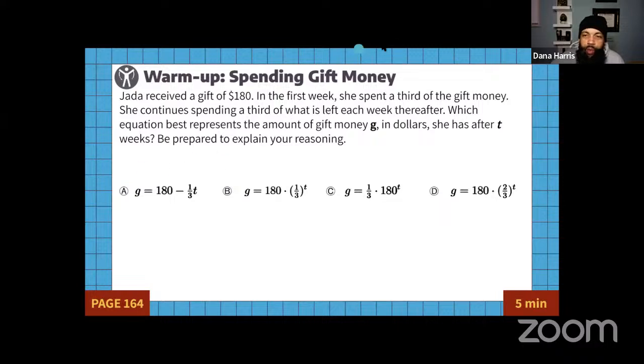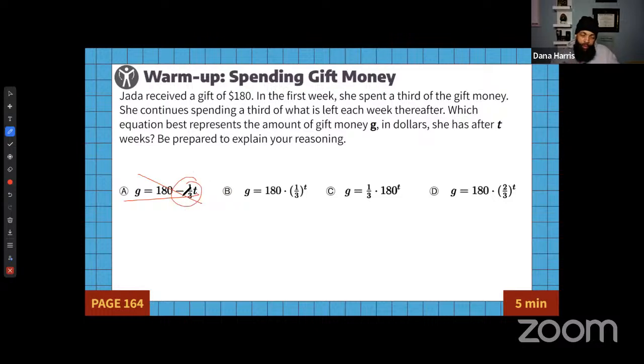Be prepared to explain your reasoning. Let's go through why each is not. This can't be it because this is linear. Now, the subtraction piece does add up, but this is linear. Remember, this unit is about exponential. B might be a choice, but here's the problem with B. She's spending that 1/3, and the growth factor needs to be what's remaining after the 1/3. So B is not correct.